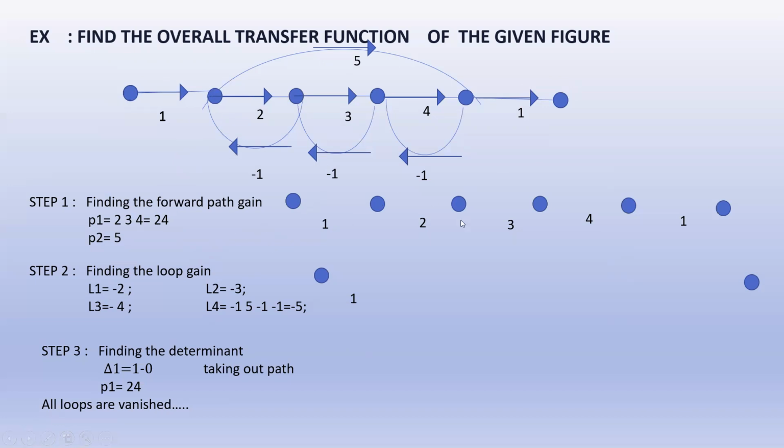So we have to find out the loops in this signal flow graph. We have four loops. You must have identified three of them. Where is the fourth one? That is very easy. So let us see.